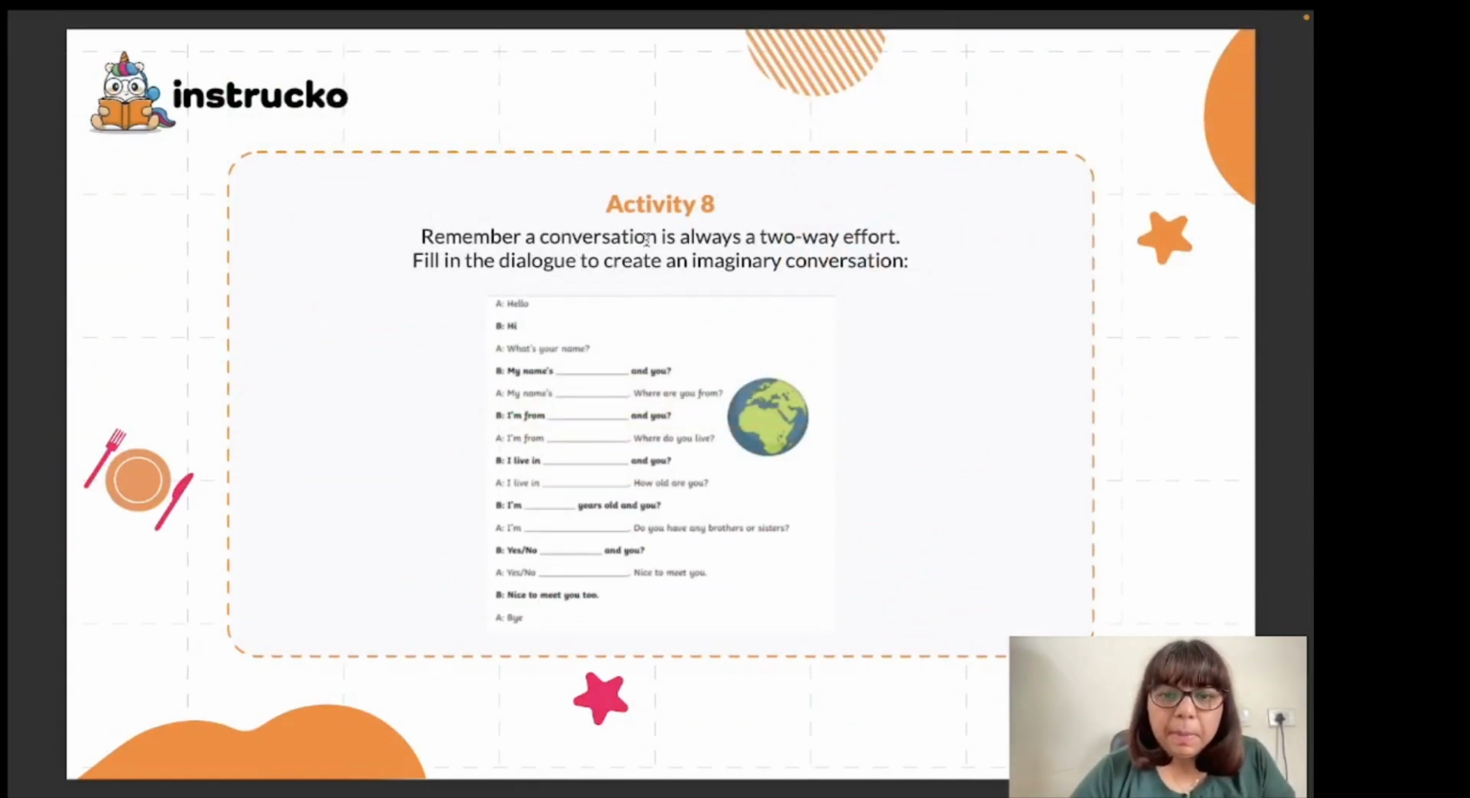Now, remember, a conversation is always a two-way effort. A conversation is when two people speak, right? Now, fill in the dialogue to create an imaginary conversation.